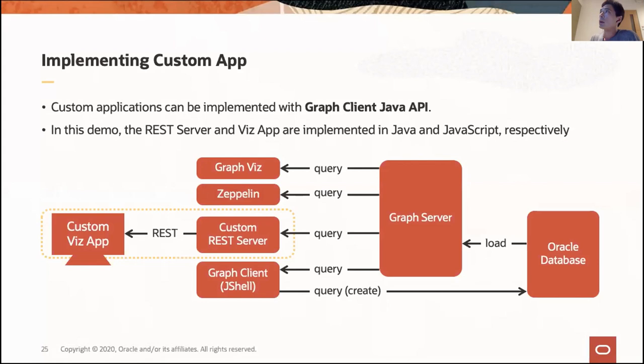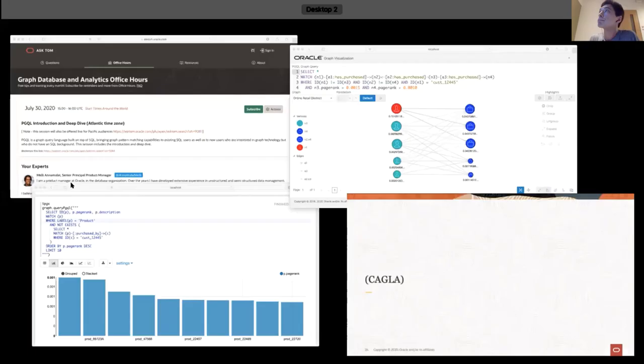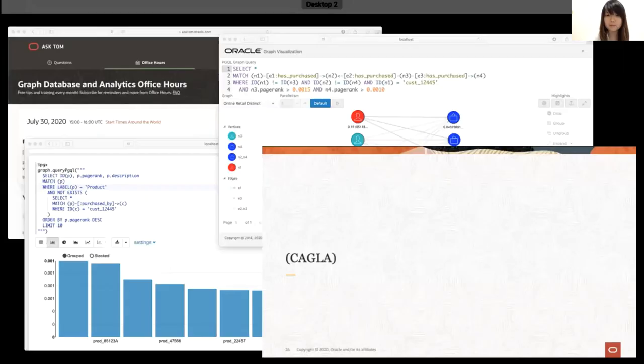Again, going back to the architecture overview, I have explained the algorithm capability of this graph server and these built-in tools. But at the same time, using the Graph Client Java API, we can build a custom REST server and also a custom visualization app. In this demo, this one and this one are implemented in Java and JavaScript, respectively. Okay, then let me give my screen to Caroline. Thank you. Okay, I'm going to stop my screen sharing.